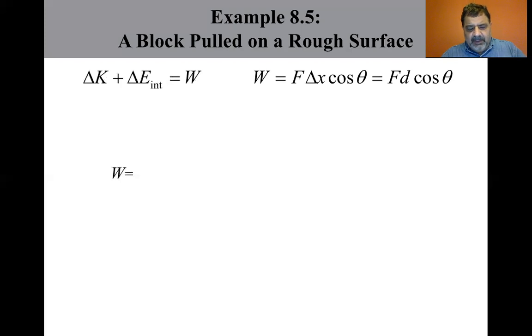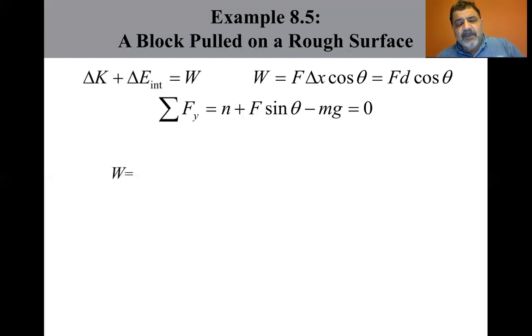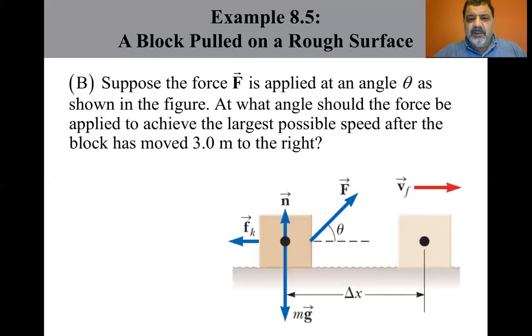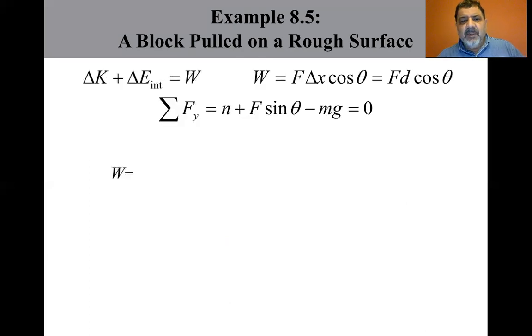We apply the particle in equilibrium model to the block in the vertical direction. The sum of the forces in the y direction must equal 0. Well, it's the normal force plus F sine theta. Remember, I told you to go over here and look at the vertical force. Since it's opposite, it's F sine theta. And the mg is just the normal. The sum of those forces equals 0.